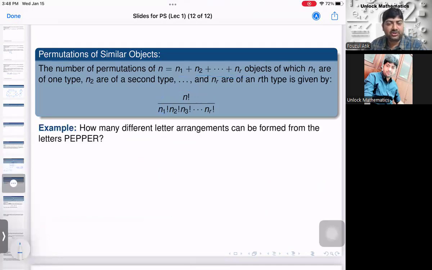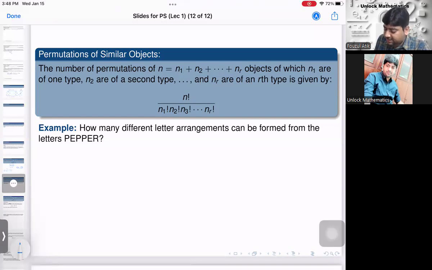Now you know the permutation of similar objects formula. So look at this example. How many different letter arrangements can be made from the letters of Pepper, P-E-P-P-E-R? So think of the example in view of permutation of similar objects. Pause the video, try to write down the answer in your notebook or in the comment box, so that you will understand that you are understanding this concept.